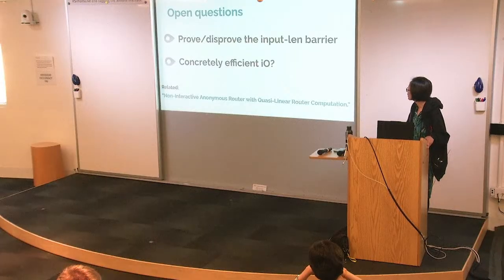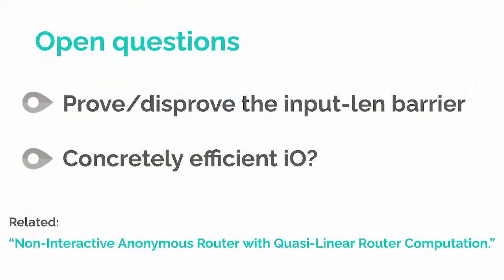Okay, all right. So I think that's pretty much it. There are some interesting open questions. For instance, we don't know whether this input length barrier is true or not. Obviously, concretely efficient iO is a big dream that we have. This work is very theoretical. It's not concretely efficient, unfortunately. And the paper I mentioned at the beginning of the talk that led to this paper is this one, published in TCC 2025.